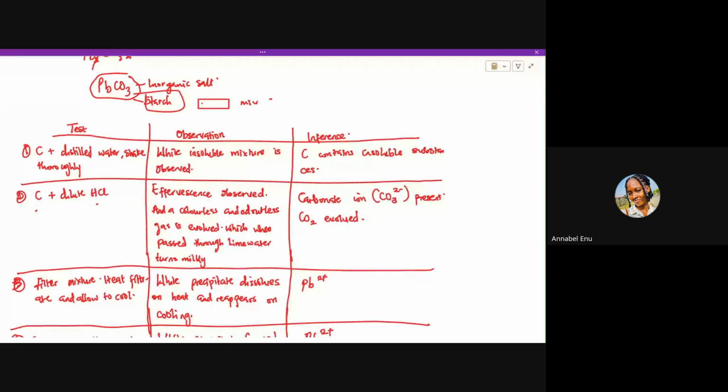It's not all the time that in the inference you say this thing is present or that thing is present. You can just have a simple conclusion, not necessarily stating that something must be present. Like in the first step we took here, you say C, which is the sample mixture, contains insoluble substances. That is what we got from the first observation alone.